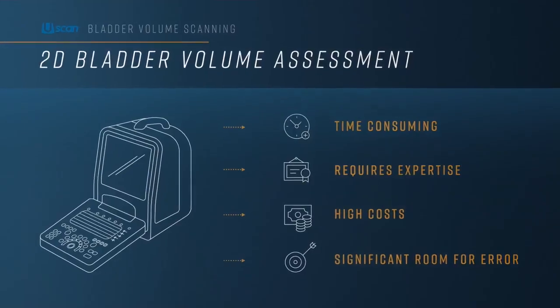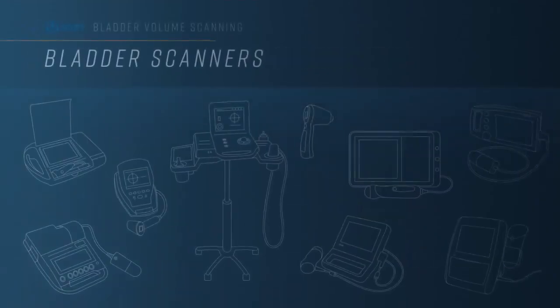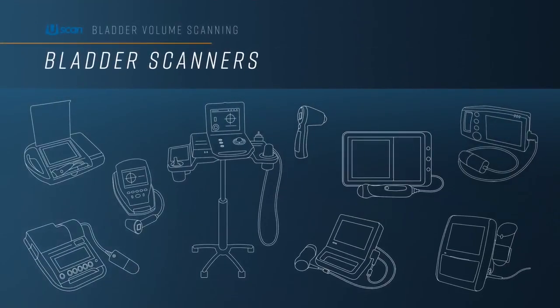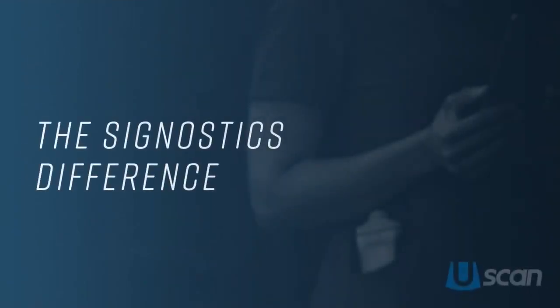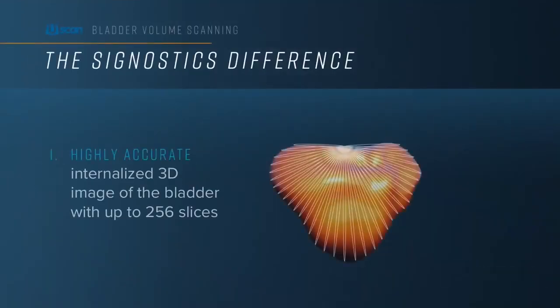There are several companies in the market that produce dedicated bladder volume scanners. Most of these companies use a similar method to obtain bladder volumes. The Signostics USCAN is different. In fact, the USCAN is different in many ways, including how the device calculates bladder volumes. If the application of the USCAN is performed properly, the urinary bladder volume measurement will be extremely accurate.